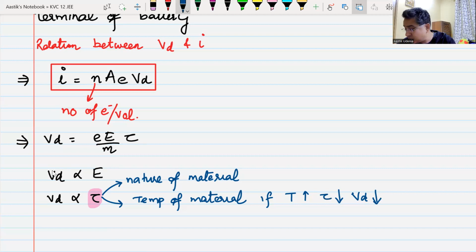Now let us come to current. Now let us see on what all factors current depends. Have you noted this down? Yes or no? Everyone has noted this down. Done, sir.